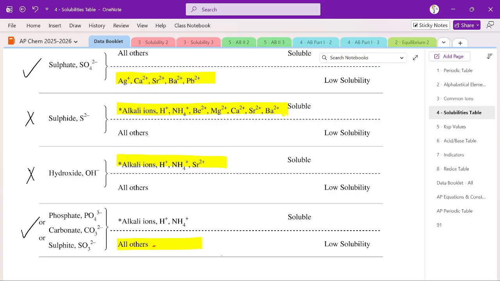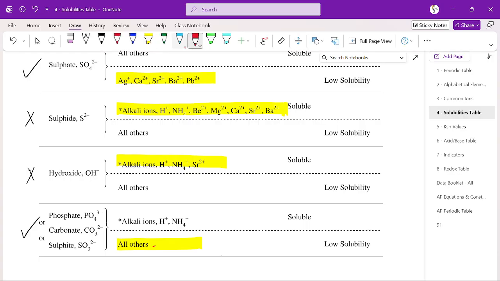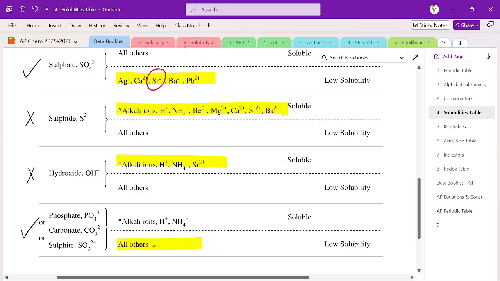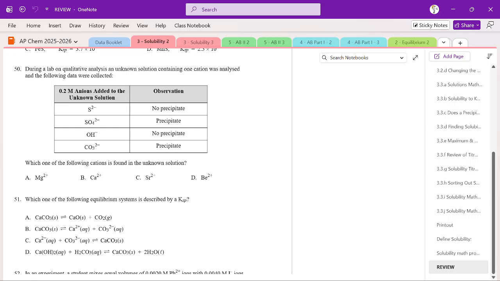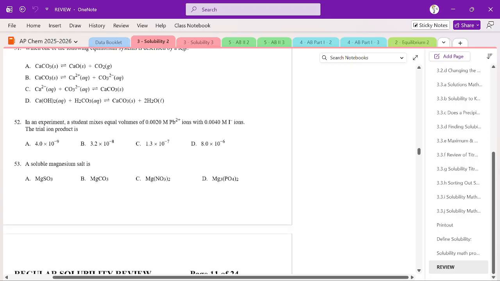Yes, because we want something that precipitates, something that doesn't precipitate, and does precipitate. And if we look at that, that leaves us with strontium. Cool. Any other questions? Yes? 68 and 69.